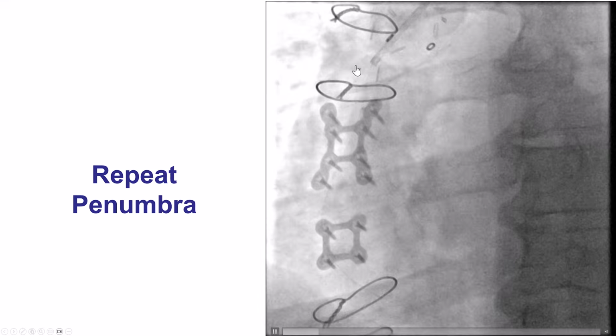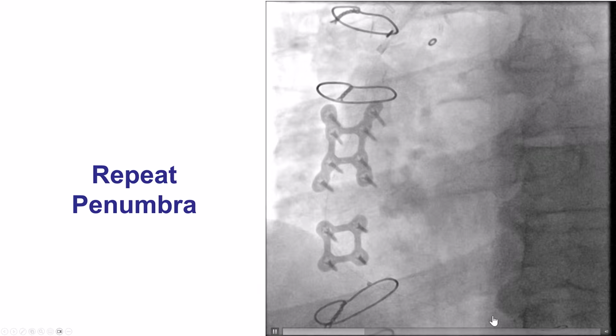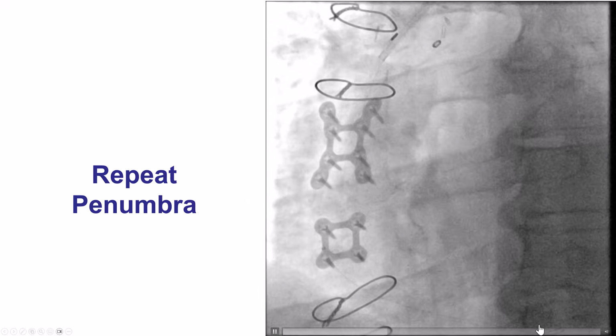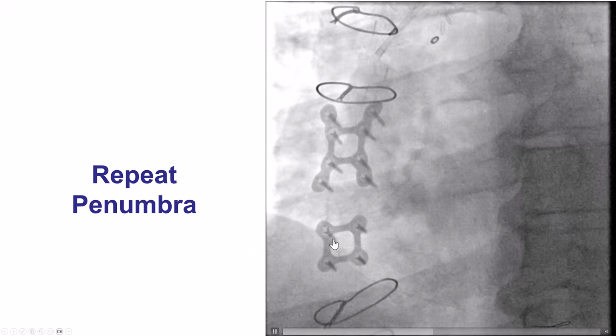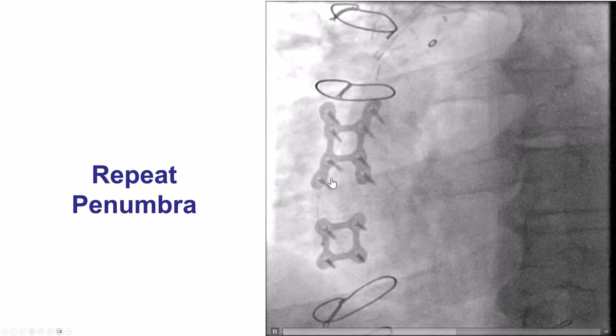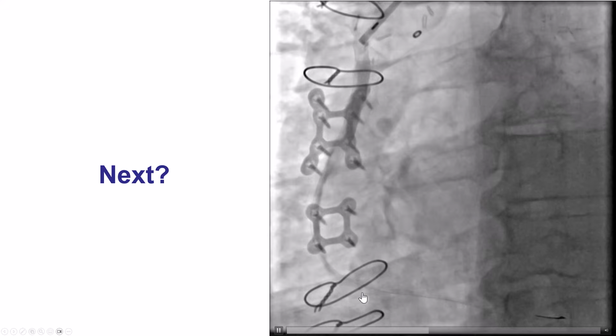We did repeat passes with a Penumbra device, going all the way down to the touchdown in the native coronary vessel, the left PDA. But again, despite multiple passes and despite retrieving a large amount of thrombus, there remained ST segment elevation without good restoration of flow.